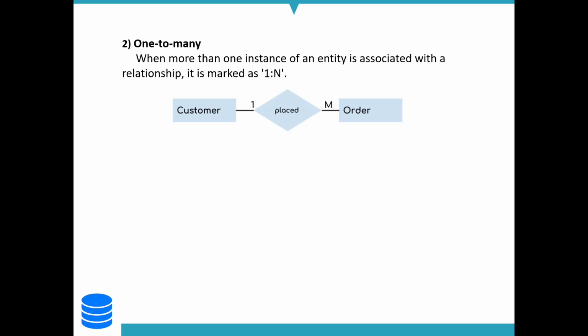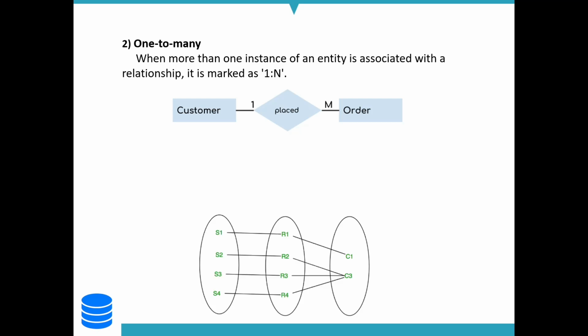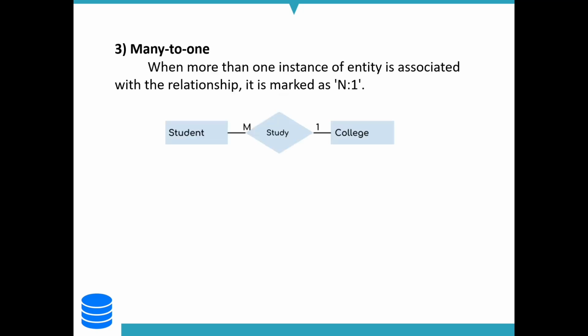So in this relationship, a customer places more than one product order on the particular online portal, which is called one-to-many. Consider C1 having a relationship with more than one: S1, S2, S3 are considered more than one product order. It's called one-to-many.